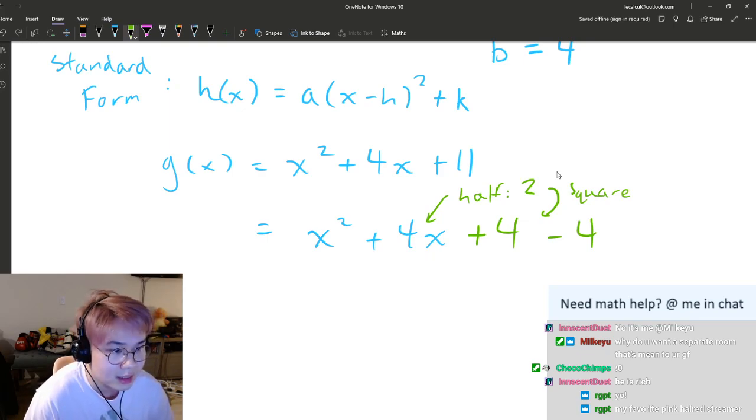Hello, RGPT. And then don't forget the plus 11 on the side.